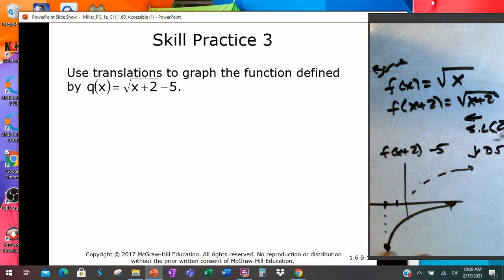So when x is negative 2, f of negative 2, what does that look like? That's just negative 2 plus 2 minus 5. This is 0. So it's equal to negative 5, and that's what that is, negative 2, negative 5.